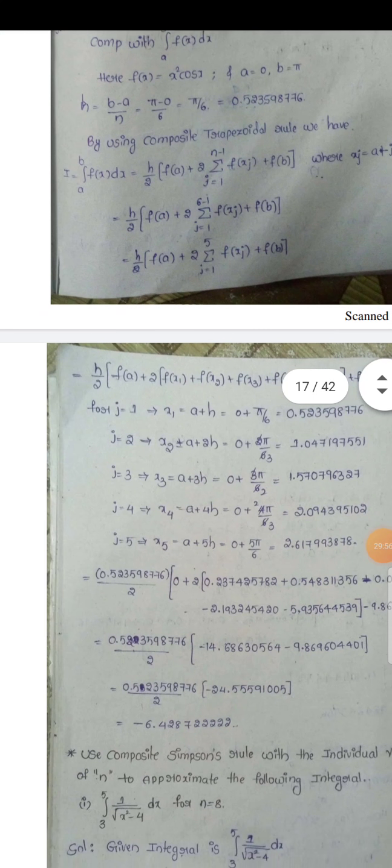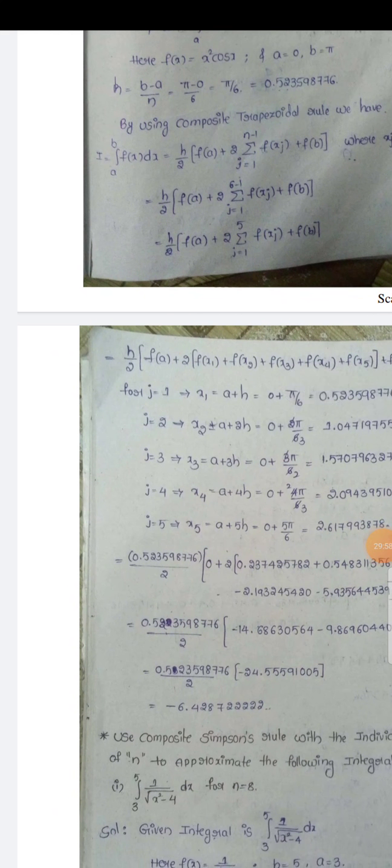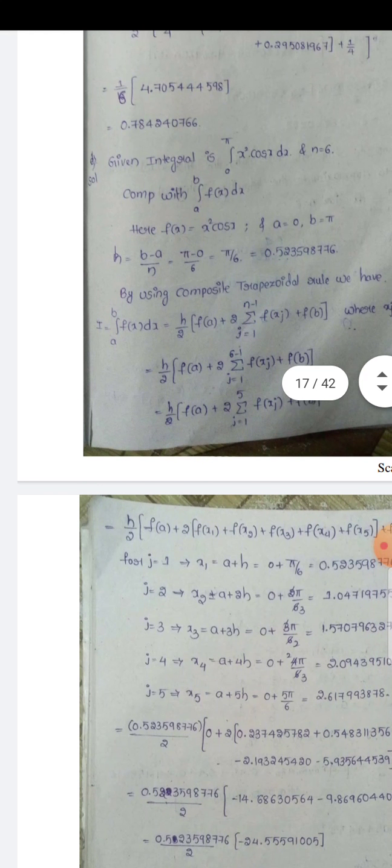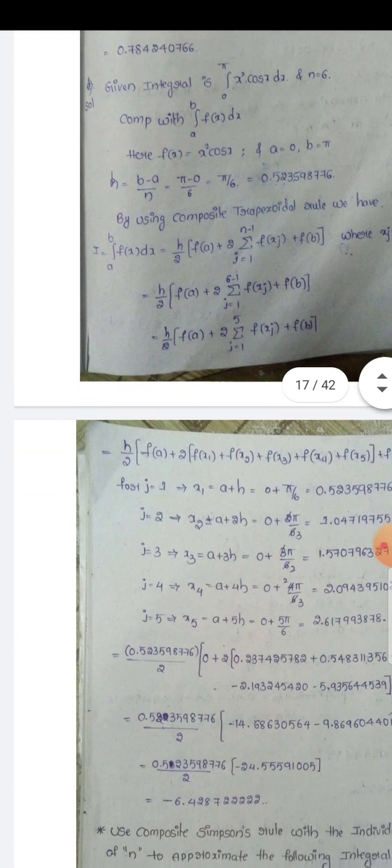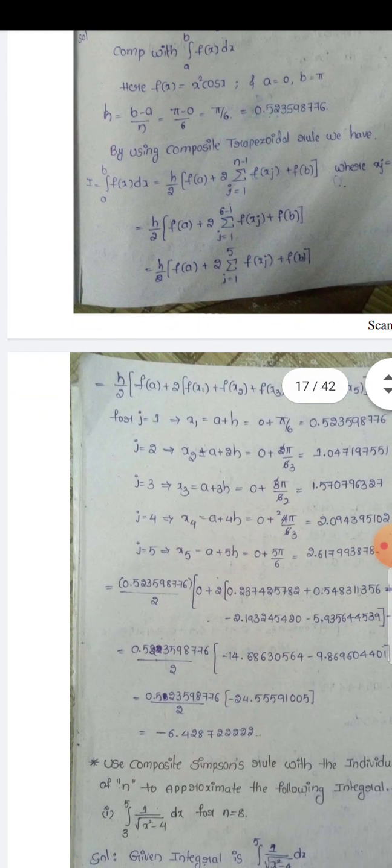Therefore, integral 0 to 5 of x square cos x dx equals minus 6.42872.